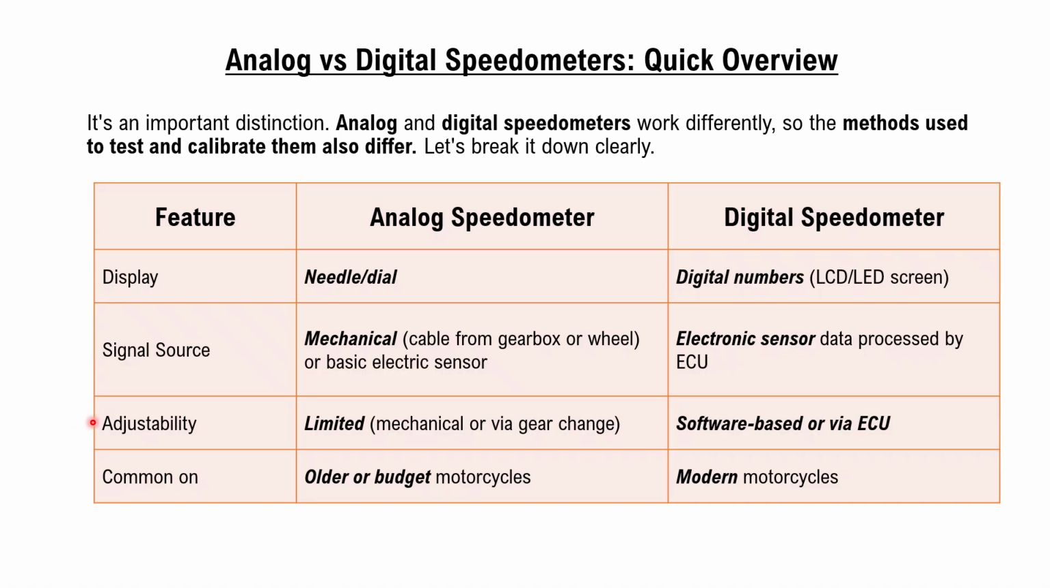Adjustability. If we calibrate, the adjustability in the case of an analog speedometer is very limited, and it is through mechanical wire and gear change. In the case of a digital speedometer, it is software based or via the ECU, that is, the engine control unit. Analog is common on older or budget motorcycles, and digital is found on modern motorcycles.